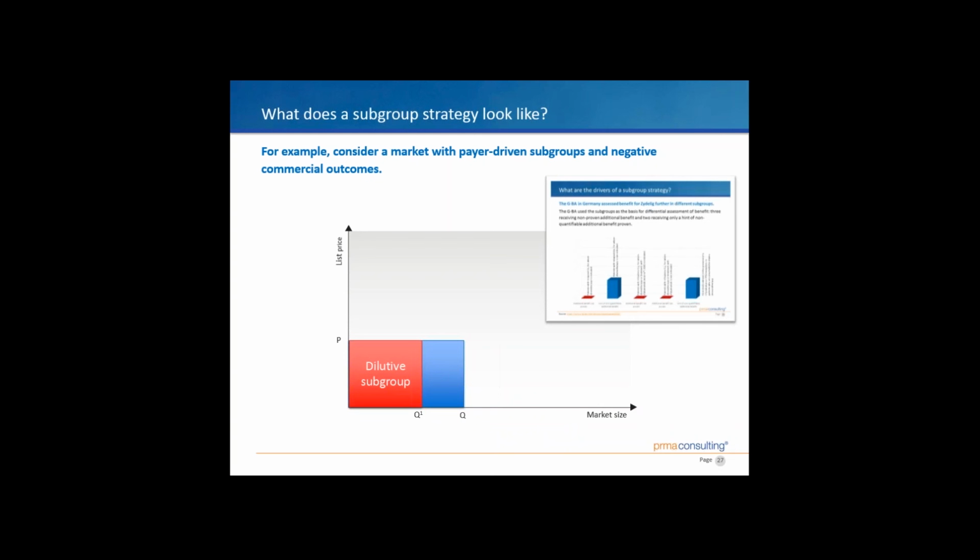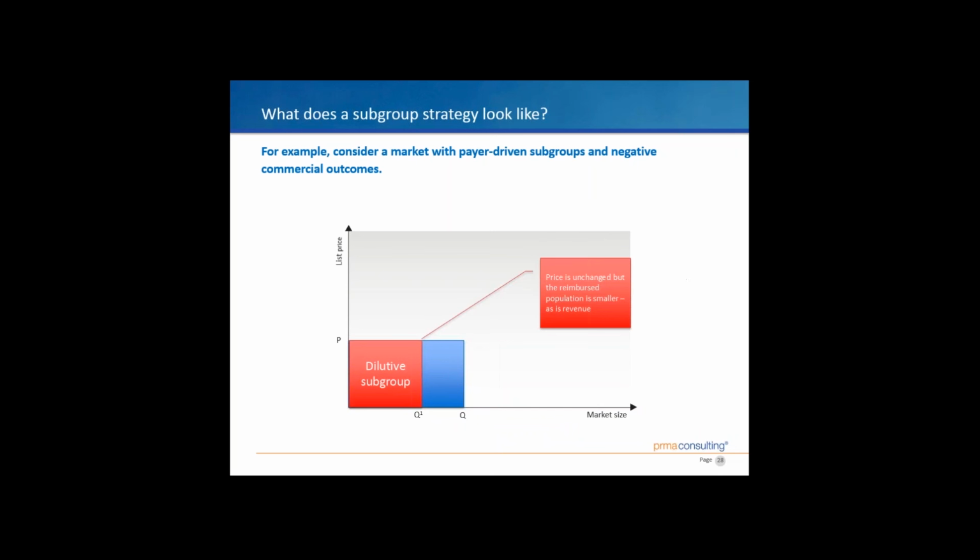And interestingly, Zedelig and CLL is a decent example of this. What you can see between the insert and the overall is the general principle of this. The patient population from indication to reimbursement has been reduced. The reimbursed price hasn't changed. So there is a loss of revenue. And this is our general principle. Price is unchanged, reimbursed population is reduced, a dilutive subgroup reduces revenue and reduces the commercial outcomes.